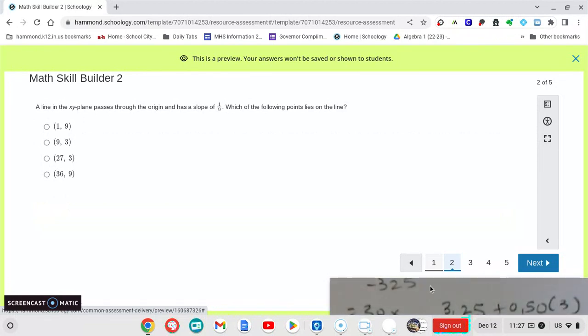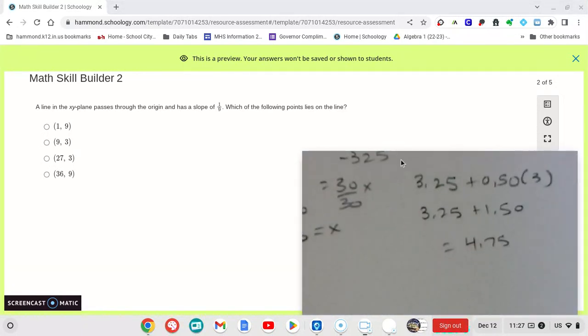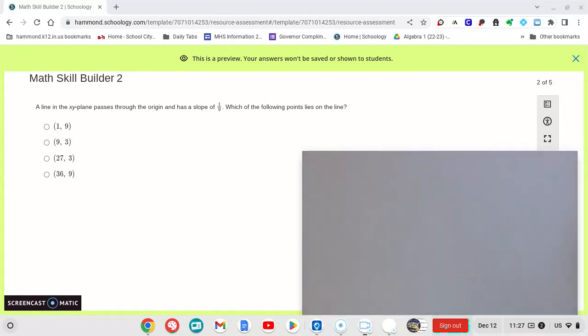Next problem involves slope. So these next two problems are going to require a little bit of critical thinking on the part of your students in order to go ahead and solve these. So I have an XY plane. I have a line that passes through the origin.